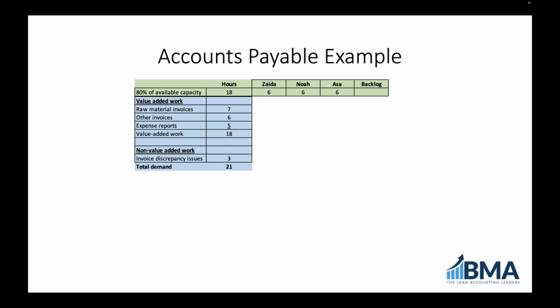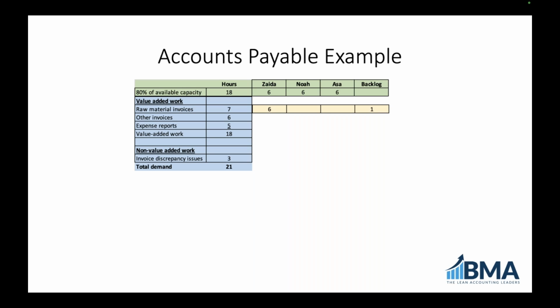So the value-added work that has to be done today, well, there's an estimate that raw material invoices are going to take about 7 hours. Other invoices are going to take 6 hours. Expense reports, 5 hours. So there's 18 hours of work. There's also non-value added work, resolving invoice discrepancy. So we have 21 hours of demand. We only have 18 hours of available capacity. So how do we plan it out?